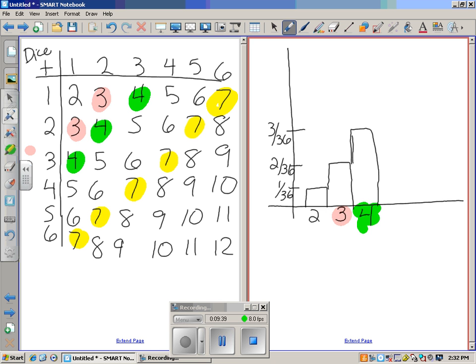So you would label these different axes. The sum of the dice is what we're measuring, and then we have the probability on this axis. So this is a probability histogram, and it shows the probabilities of all the different dice rolls. And I could keep going. Your largest bar would be that 7 bar, which would be a probability of 6 out of 36.